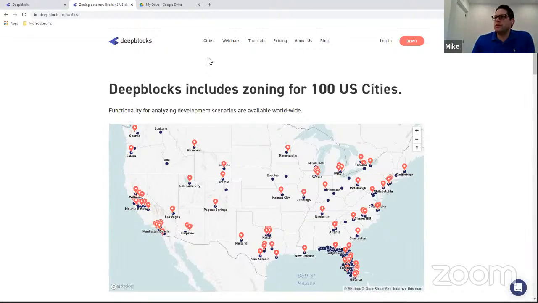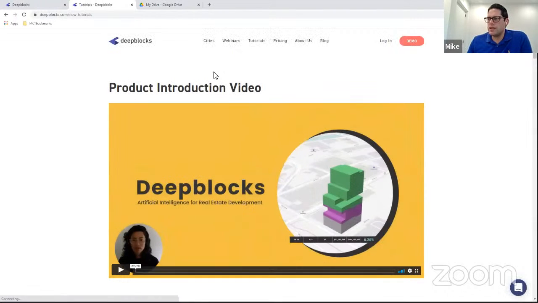We have our tutorials link, which is a great resource showcasing anywhere from 30 to 60-second clips of the key functionalities and capabilities of Deepblocks, walking you through certain aspects of the software to help educate you and show you how to use the software to its full potential. Lastly, we have our pricing, and we have increased our pricing.